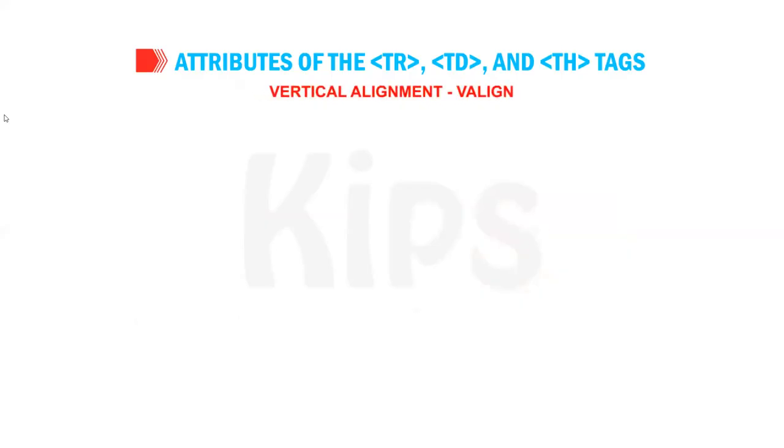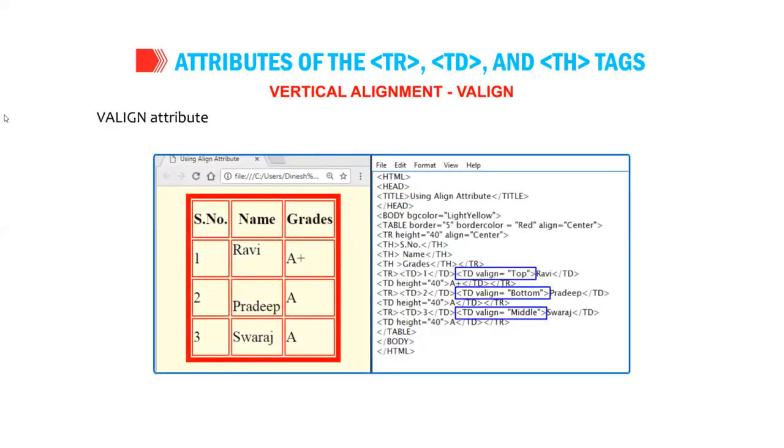Vertical alignment, valign. The valign attribute is used with the TD tag and sets the vertical alignment of data in a column. The data can be set to top, middle or bottom.